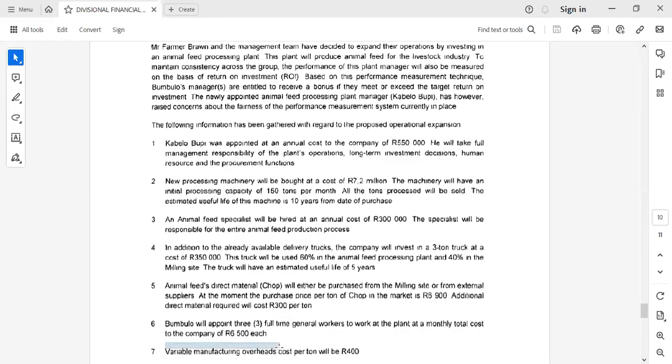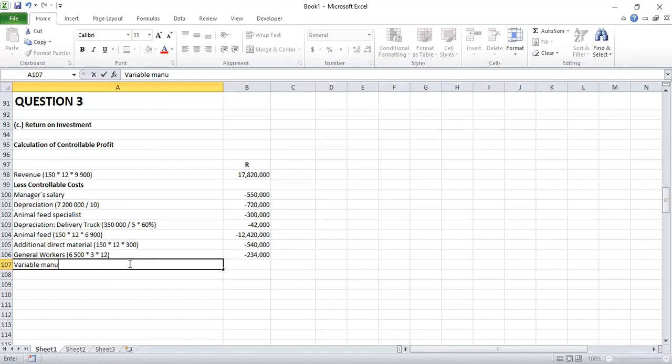Then variable manufacturing overheads cost per ton will be 400. Unless told otherwise, as I said, we should assume that they are controllable. $150 times 12 times 400. What do we get? $720,000.